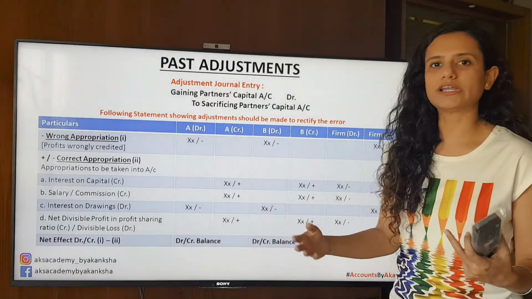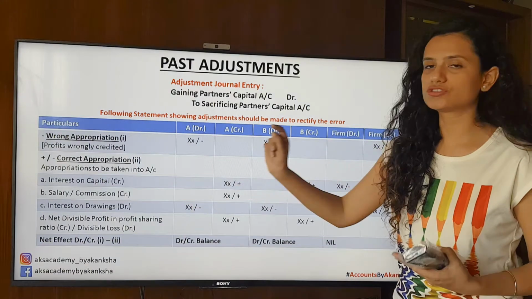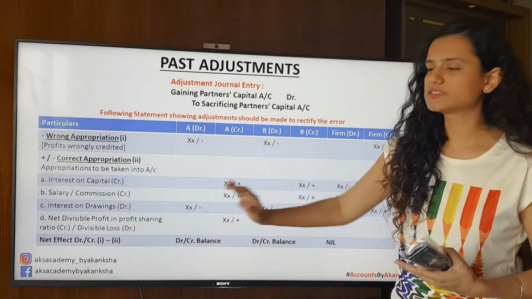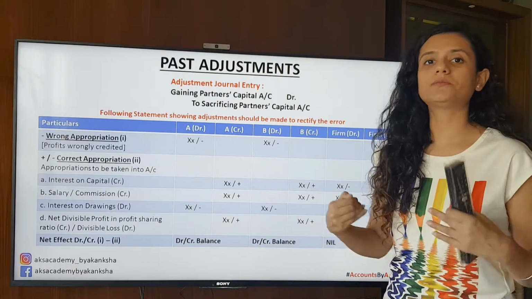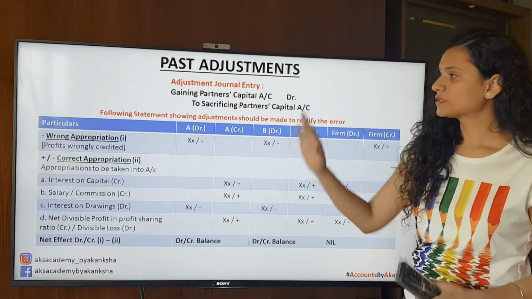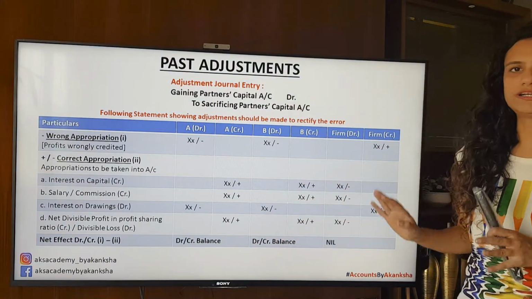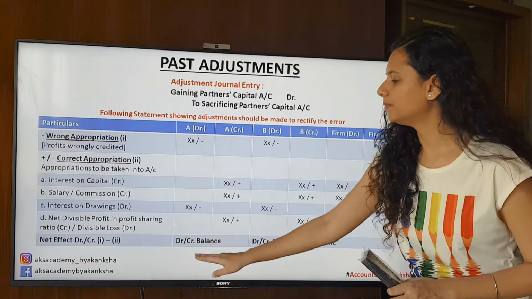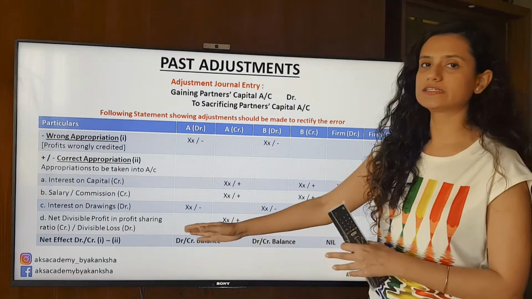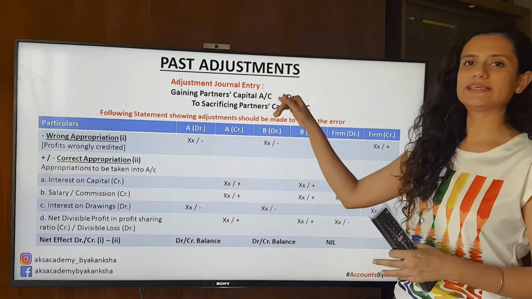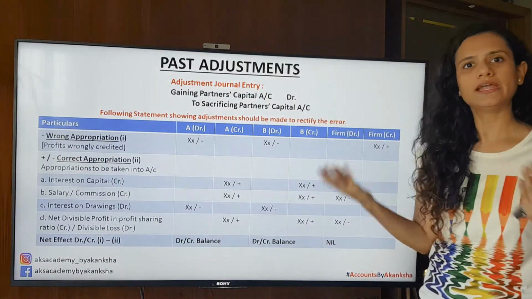That means whatever is to be correctly given to them, whether it is the interest on capital, salaries, commissions, interest on drawings, any divisible profit in the equal distribution or the correct distribution or the correct profit sharing ratio. So this is the adjustment, and once you do this adjustment table, you will be left with a closing balance. If this closing balance is a debit balance, that means it is excess. That means that partner is a gaining partner and hence he will be debited.